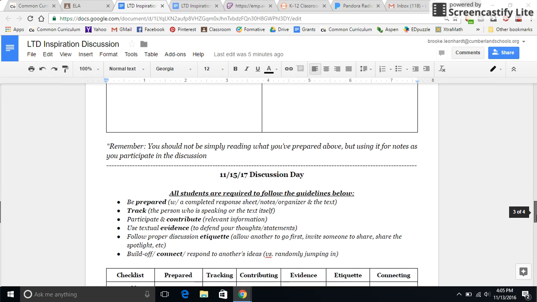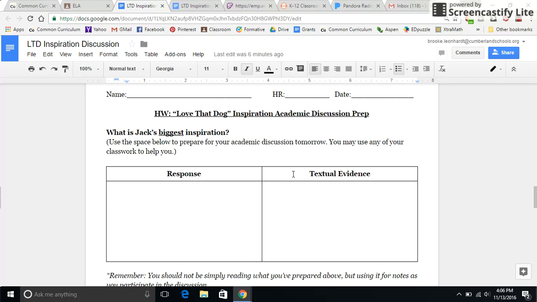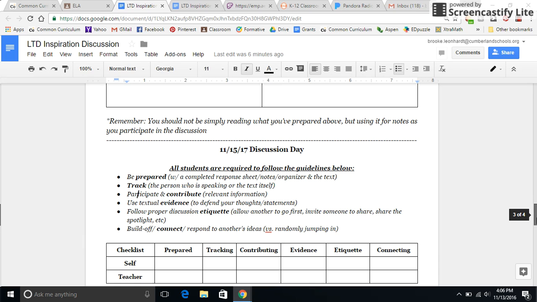Just a quick review. Tomorrow when we have our discussion, this is what you're expected to do. You're expected to be prepared with a completed response sheet or notes, okay, and your text. This is that homework. If you do your homework, you come with it prepared, you already got 1 check. You need to make sure you're tracking. You need to participate and contribute. You need to use textual evidence, okay? So if you don't have this, if you didn't prepare it tonight, then you're already setting yourself up for failure tomorrow. Make sure you're prepared.